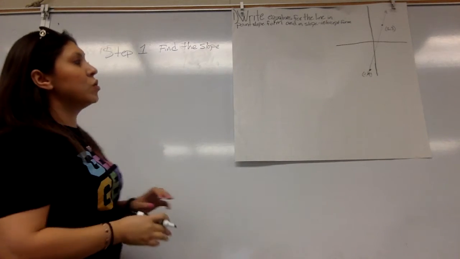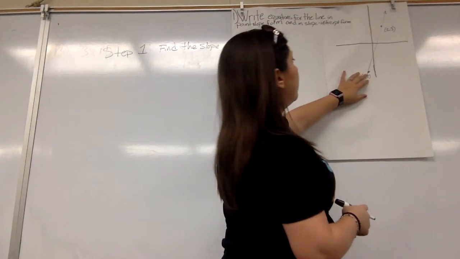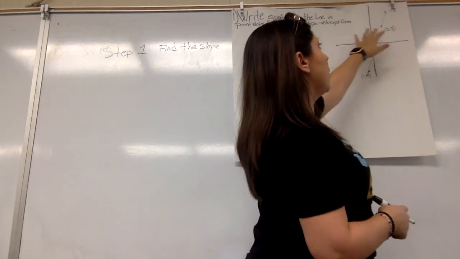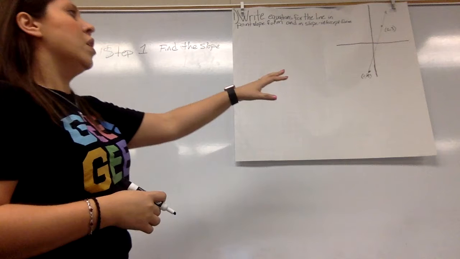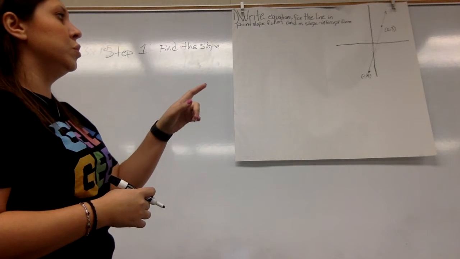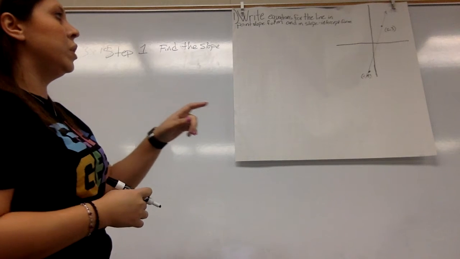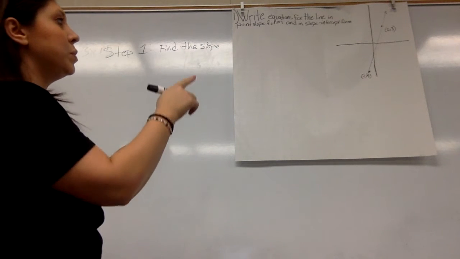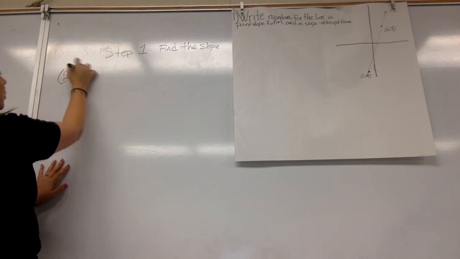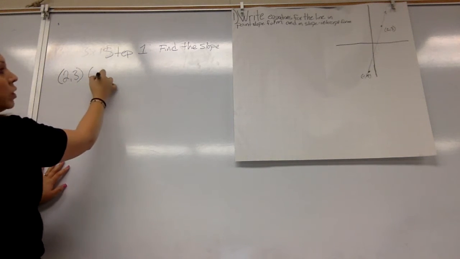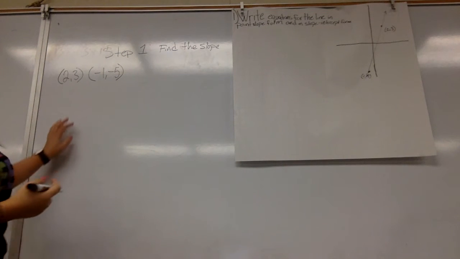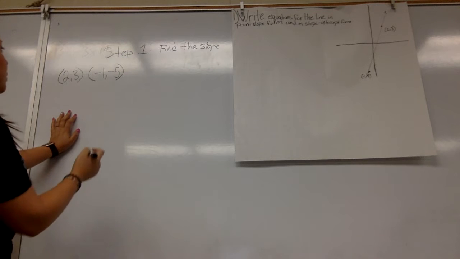So to find the slope, we can look at a graph and count how many we're going up and over, so our rise over run. Or we can use our slope formula in order to find the slope. So we get to pick which point we want to do first. So from point 2, 3, and point -1, -5, we get to pick which one's going to be point 1 and which one's going to be point 2.